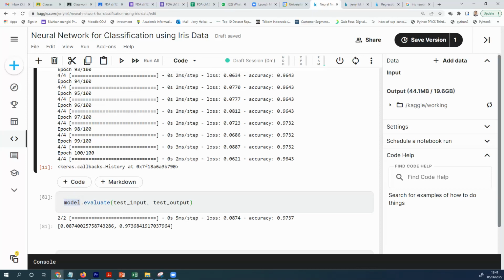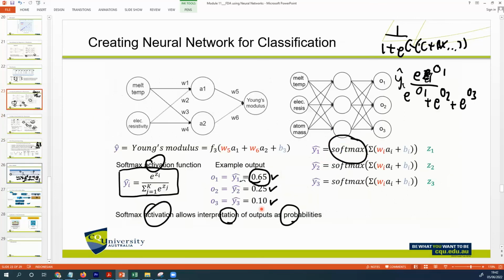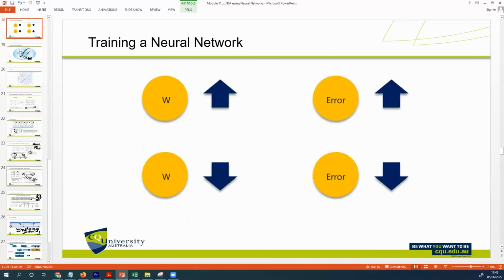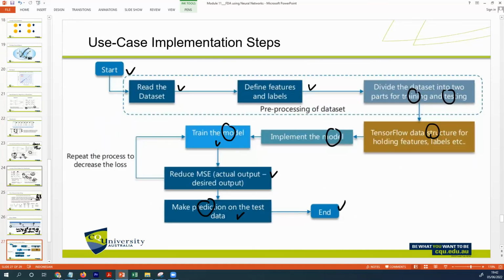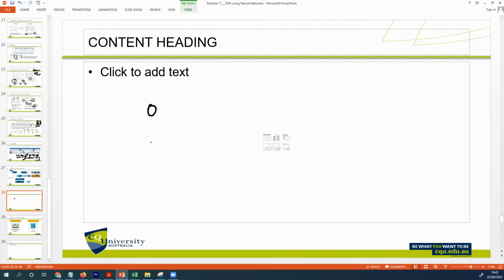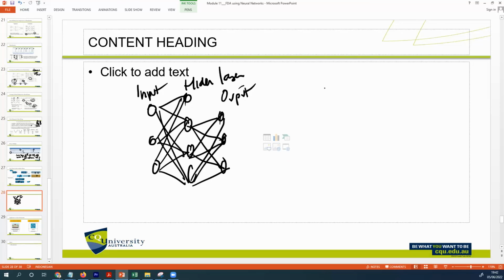ReLU, okay. Let me open another. This is the input, this is the output, this is the hidden layer. Okay, ReLU.